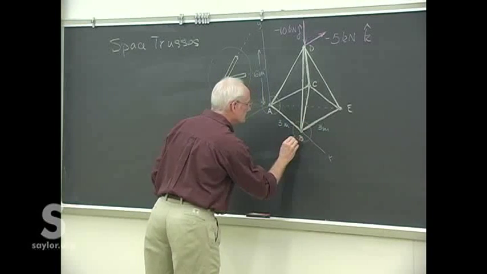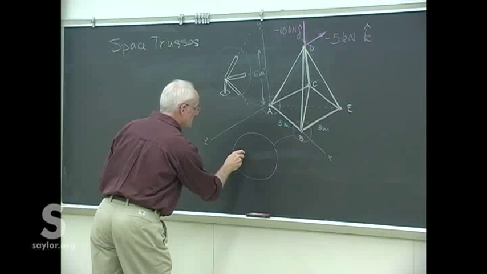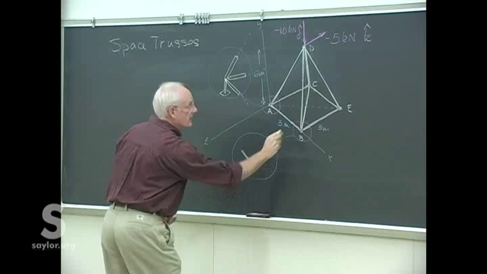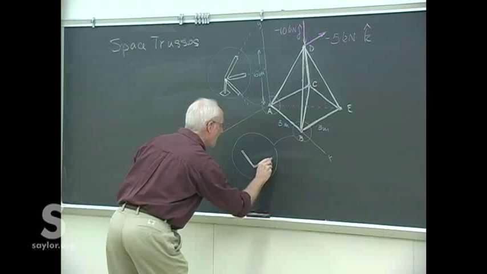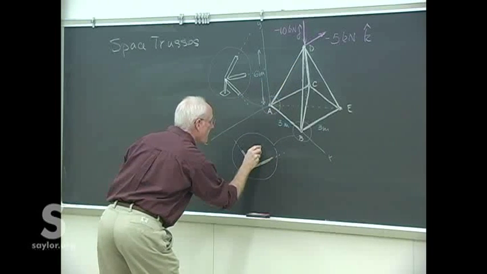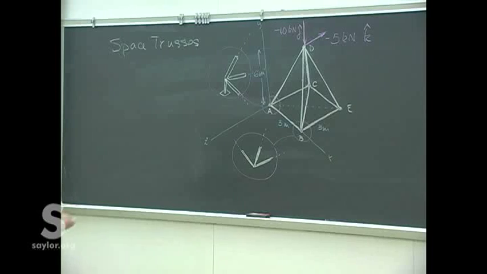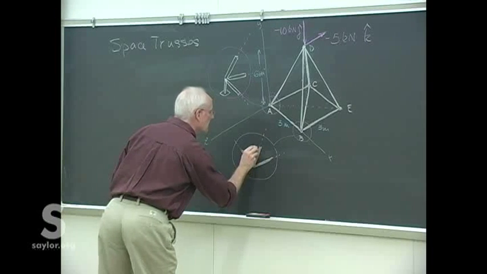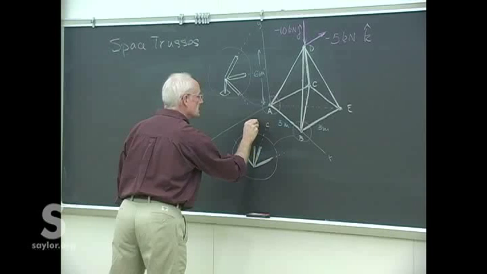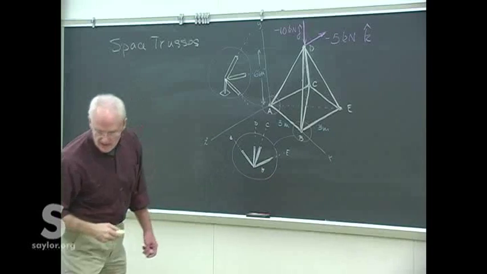Point B, if I blow it up too, we've got the member going to A, the member going over to E, we've got the one that goes across to C, and then the one that goes up to D. You can just see why we love these three-dimensional problems. So that's B.